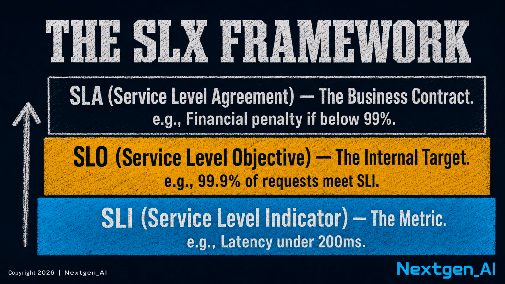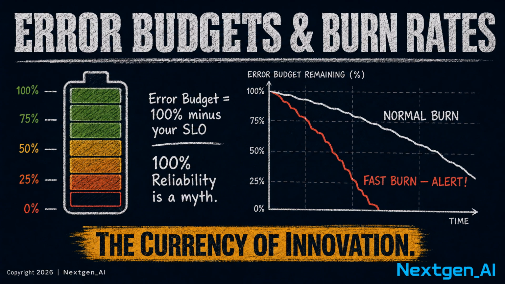Finally, the Service Level Agreement, or SLA, is the external contractual commitment to our customers, often with financial penalties. While an SLA outlines business guarantees, it's always underpinned by robust internal SLOs. Derived directly from your service level objective is the powerful concept of the error budget. If your SLO is 99.9% availability, your error budget is the remaining 0.1% of allowable unreliability over a defined period.